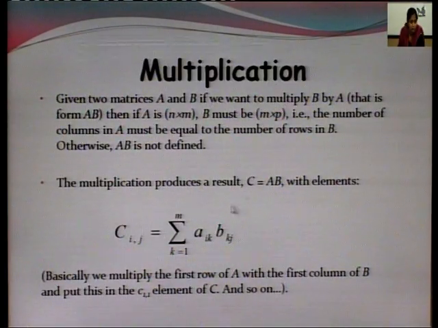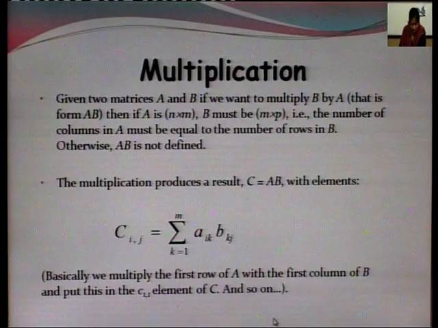This constraint is imposed due to the method by which multiplication is performed. To multiply two matrices, we multiply the ikth element with the kjth element, then perform the summation over the whole row and whole column. Basically, we multiply the first row of A with the first column of B and put the result in the C11 element of C. Let us take an example so that you can understand.